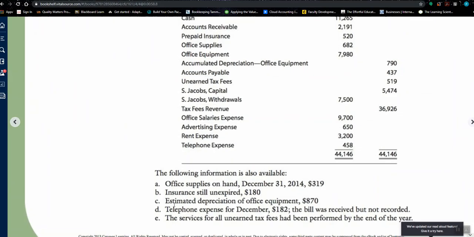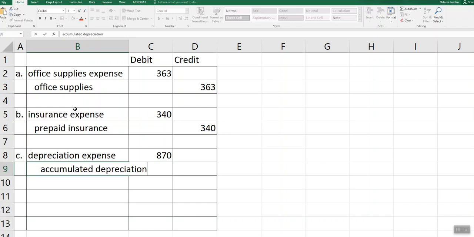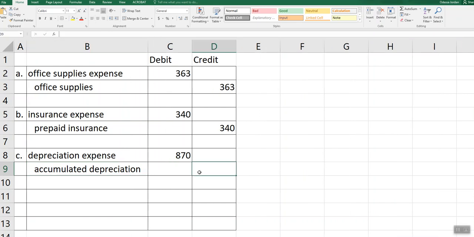All right, the next one is C, estimated depreciation 870. We don't have to do any calculations here. They told us what it is supposed to be. So depreciation expense, 870, and accumulated depreciation, 870.